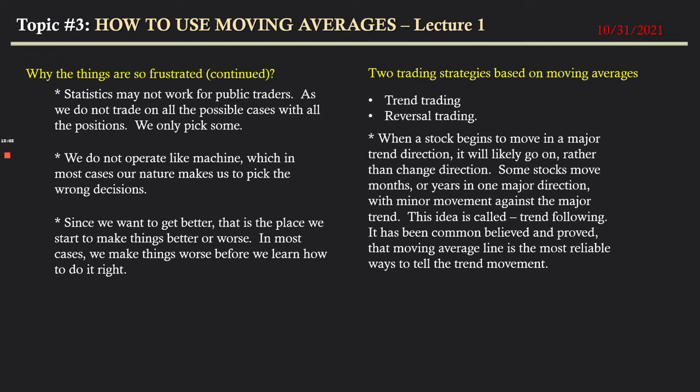When a stock begins to move in a major trend direction, it will go on rather than change direction. Some stocks move for months or years in one major direction, with minor movements against the major trend. So the idea of trend trading is to follow the trend. It has been commonly believed that moving average in this case is a very reliable way to tell you the trend movement.